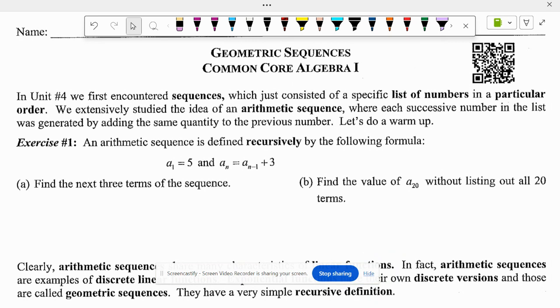We know that if a sequence is arithmetic, what are we doing? If it's arithmetic, we're doing what? Adding or subtracting the same amount each time. Okay, we're adding or subtracting.